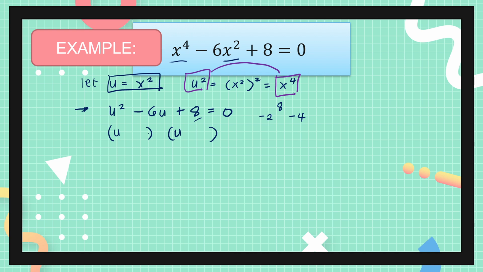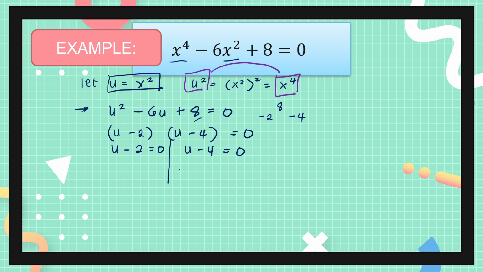So you will put this in the given factors or combine it with the factors of the first term. So we have u minus 2 times the quantity of u minus 4 equals 0. And then after that, we will equate each factor to 0 using the zero product property. So for the first factor, we have u minus 2 equals 0. And then the second one is u minus 4 equals 0.